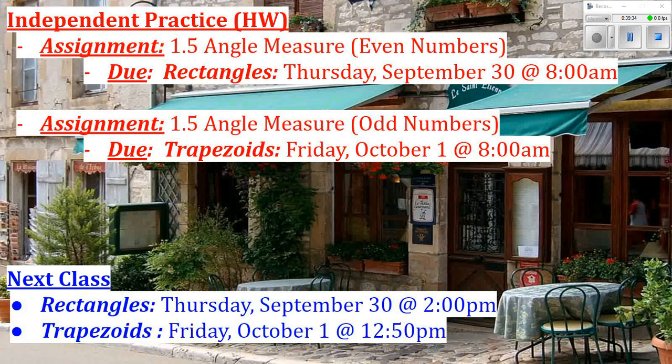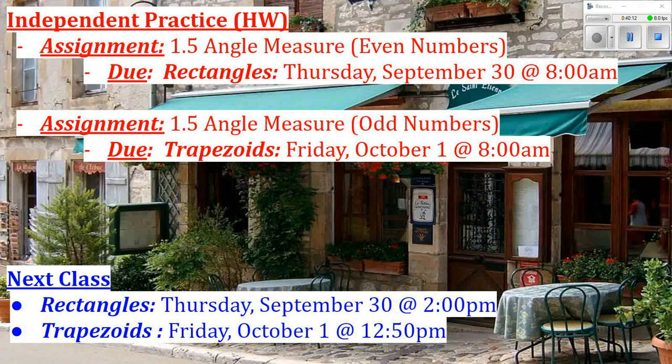And your homework will be 1.5 angle measure. If you're seeing rectangles, you're doing the even numbers. If you're seeing trapezoid, you're doing the odd numbers. So the stand-in teacher will be giving you your homework, so please make sure you have it. Rectangles, again, you're doing the even numbers. You should only see even numbers on your page. And trapezoid, you're doing the odd. You should only see odd numbers on your homework page.